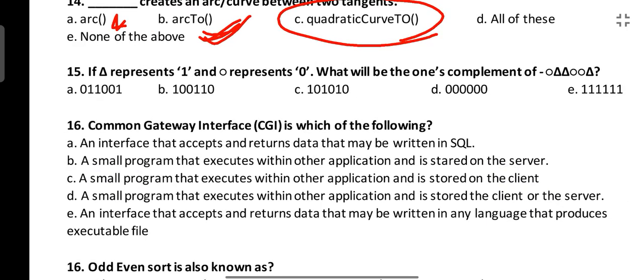Now the next question is very easy. We have to find the 1's complement. If triangle represents 1 and 0 represents 0, then the 1's complement. The original is 0 0 1 1 0 0 1. We have to just change 1 to 0 and 0 to 1. So 1 0 0 1 1 0. So the answer is option B.